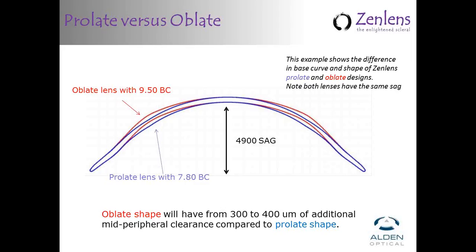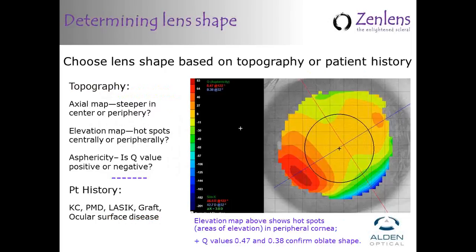Here's a little schematic showing the difference between the prolate and the oblate series, with 2 different lenses with the same sagittal depth of 4900. In the prolate series, that lens stays more closely aligned to the corneal shape in the mid-periphery, whereas the oblate lens has additional clearance in the mid-periphery. The value there, of course, is not only in corneas that are flat centrally, but corneas that may have an elevation toward the periphery, where you want to create more space near the limbus for vaulting over those peripheral elevated areas.